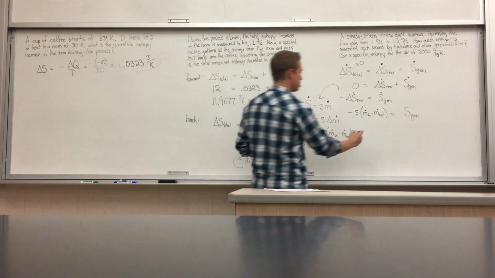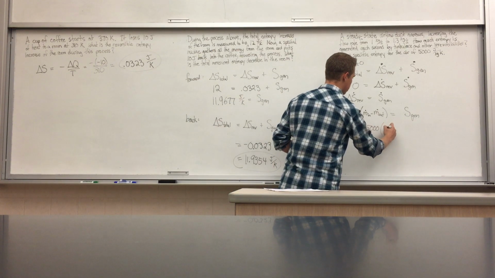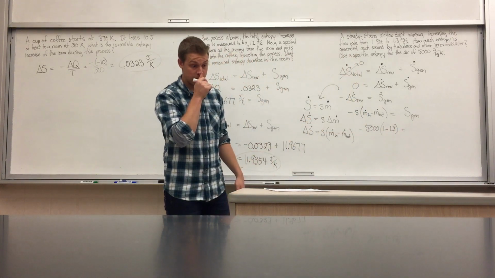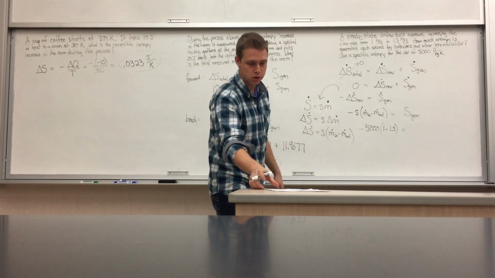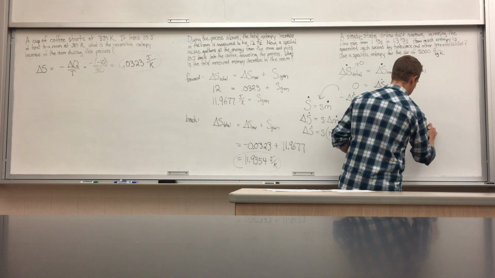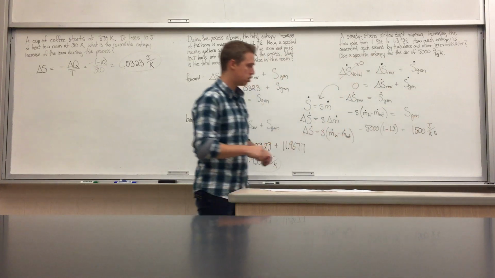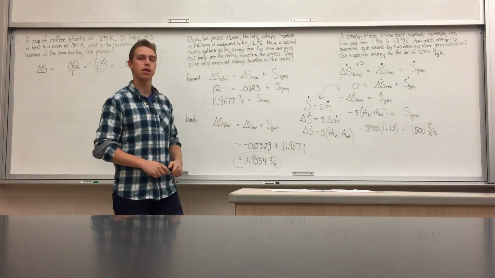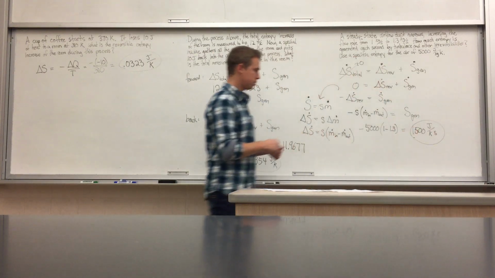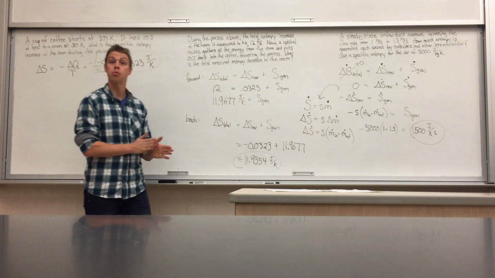Last step is to plug in numbers. We have minus 5,000 times 1 minus 1.3. And when I calculate that, I get a total answer for entropy generated of 1,500 joules per Kelvin per second. So the answer for in 1 second, 1,500 joules per Kelvin. Okay? All right. One more board to go.